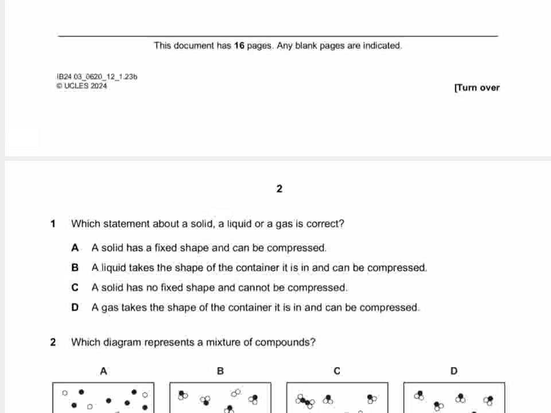Gas has a fixed shape. No, it's not. Liquid takes the shape of the container and it can be compressed. No, it cannot be compressed. A solid has no fixed shape and cannot be compressed. Solid has, so it's the wrong one because it has a fixed shape. So the D option, a gas, takes the shape of the container it is in and can be compressed. So D option is the correct one.